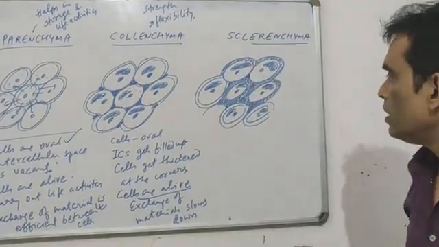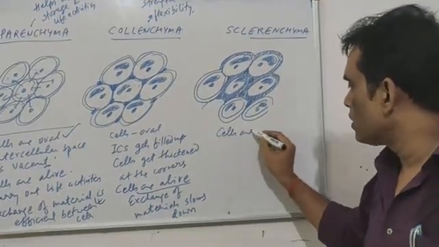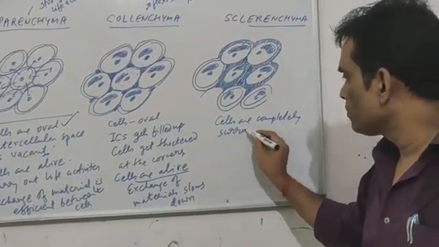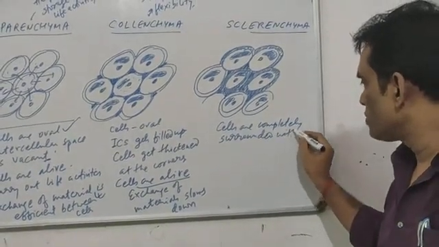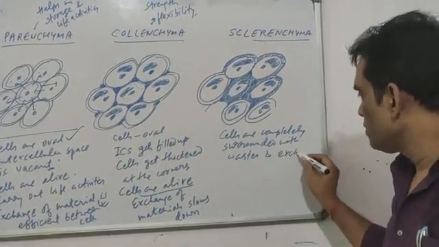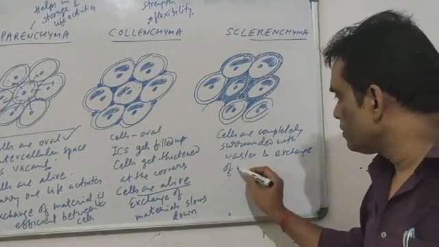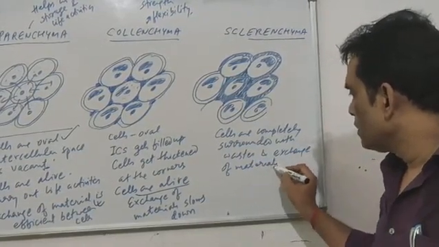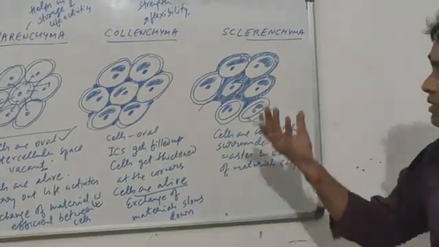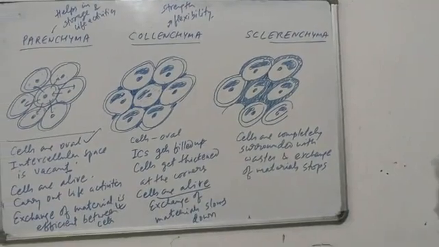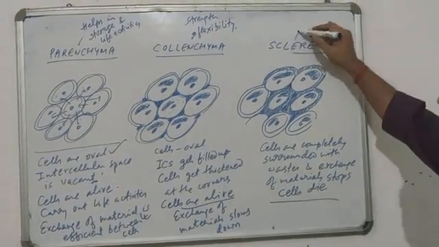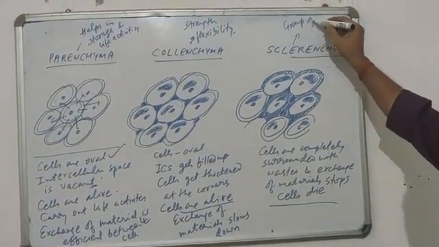So what happens with this? The cells are completely surrounded with wastes, and the exchange of materials completely stops. There is no diffusion, no osmosis. The cells cannot get water, cannot get required materials, so the cells die. So that is what he says, this tissue is nothing but a group of dead cells.